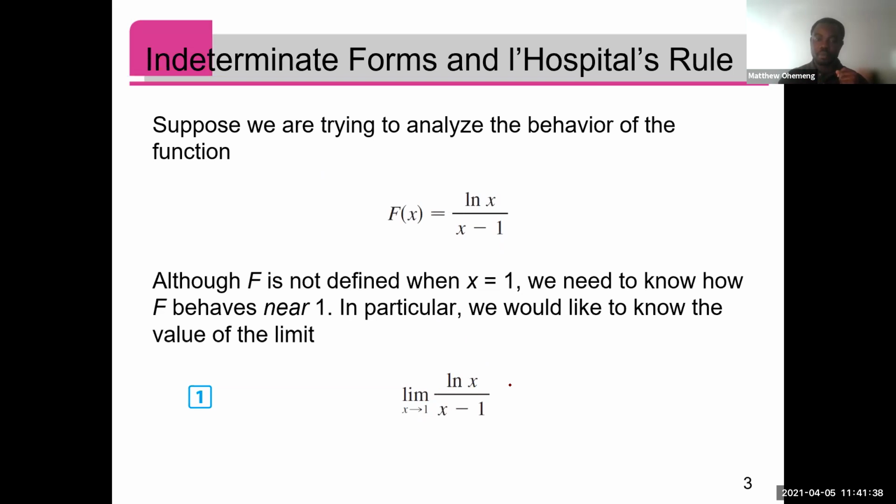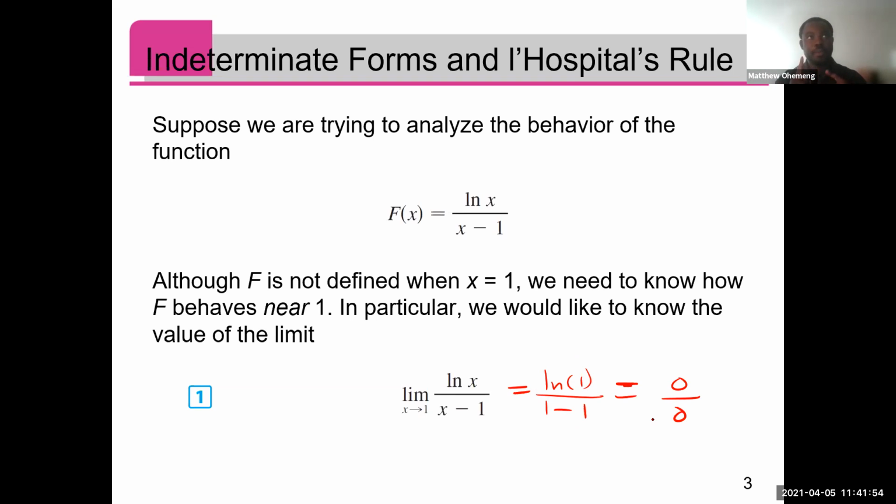So for this one, if you plug 1 in here, for the ln of 1 over 1 minus 1, what are you getting? The natural log of 1 is 0. And then 1 minus 1 is 0. So this is a type 0/0, right?